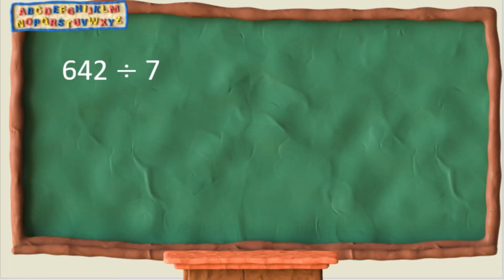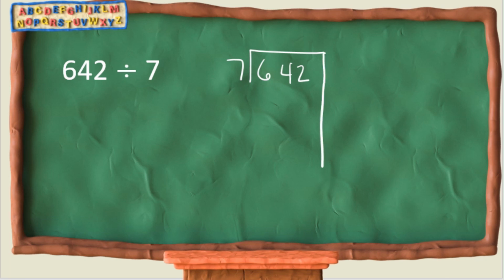642 divided by 6. When we're using the partial quotient strategy, our first step is to set up our division problem. So 7 into 642. And unlike the standard algorithm, we're going to draw a line right here on the right. This side will be all of our partial quotients that we will add at the end. And right here will be all of our partial dividends.